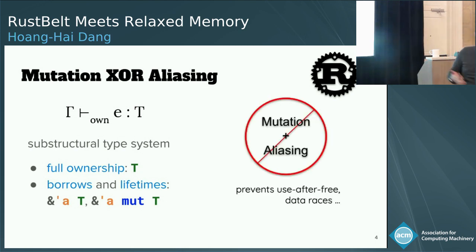The key point here is the observation that historically the unrestricted mixing of mutation and aliasing to the same object at the same time has been a reliable source of memory errors and concurrency errors, and so Rust prevents these errors by simply disallowing mixing mutation and aliasing in its type system. In particular, you either can mutate the object, but there should be no aliases to it, or you can have multiple aliases to the object, but then the object should not be mutable.